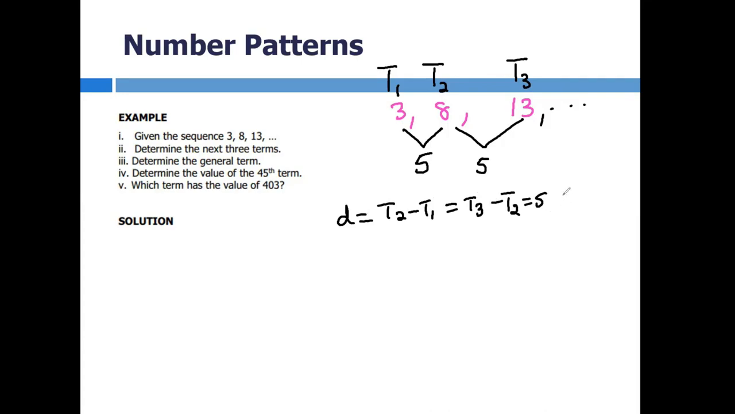Because there's a constant difference, it is therefore a linear pattern, right? Okay, so I need to make sure that I understand that before I answer my next question. Now it is my linear pattern. So which means for me to get the next 3 terms, I need T4, I need T5, and I need T6. Who can give me T4, T5, T6?